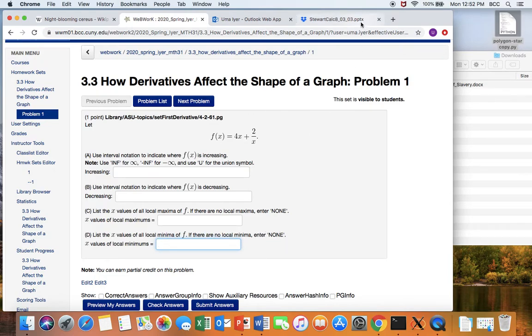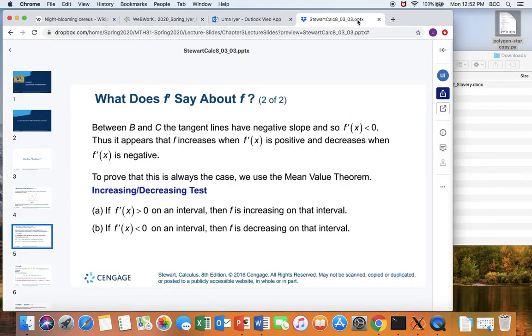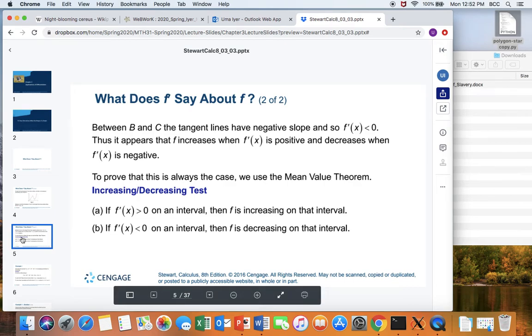Okay, let me remind you the lecture slide, page 5. By the way, these lecture slides are available in Dropbox. They are also available in your Blackboard contents, the same place where you find videos, you will find lecture notes there.